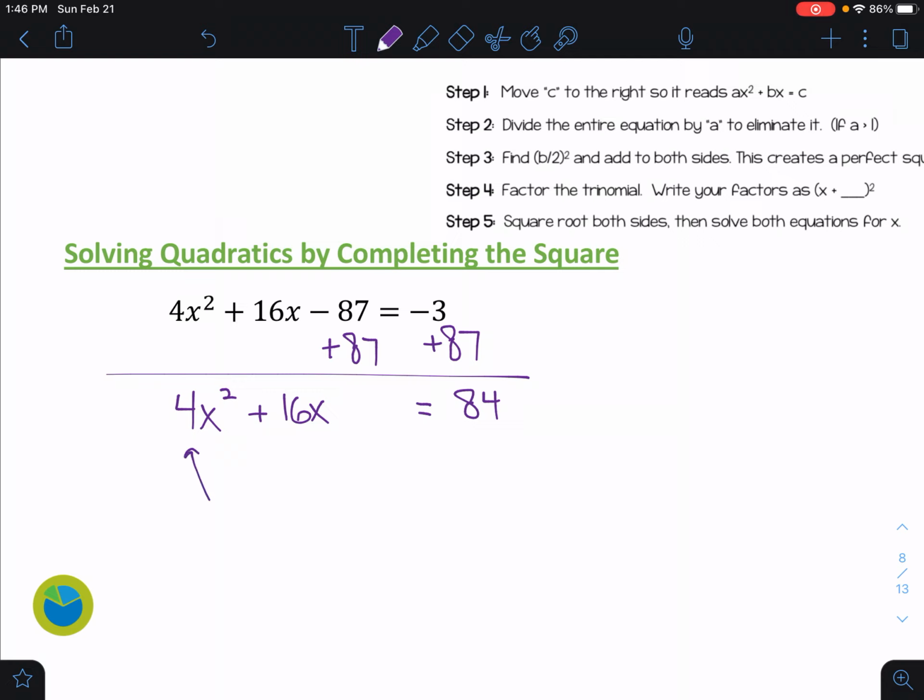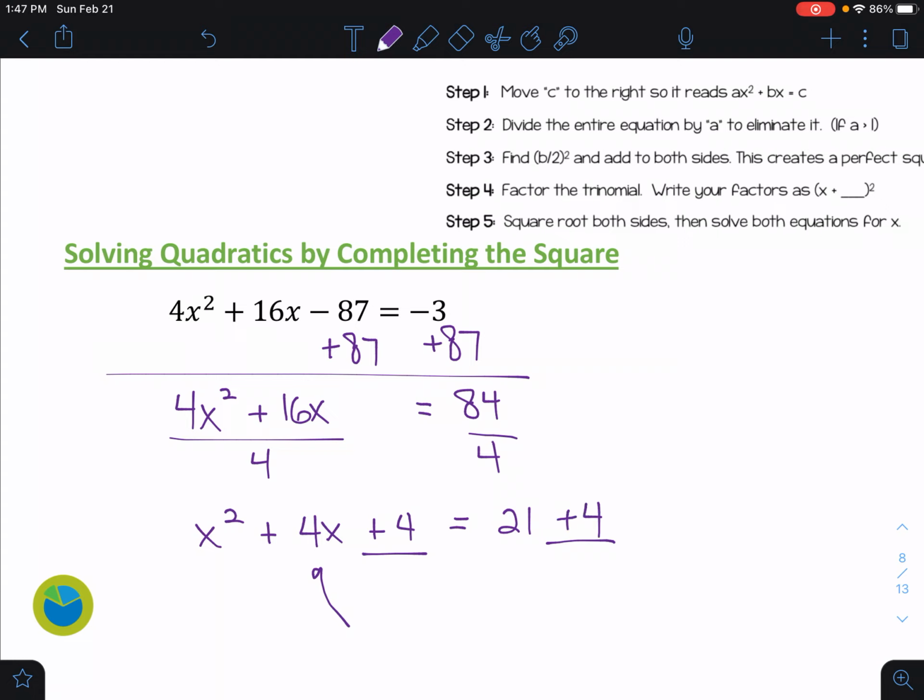Now notice I have a leading coefficient of 4. I've got to get rid of that before I can complete the square, so I have to divide everything by 4 on both sides, every term. So this is going to be x squared plus 16x divided by 4 is 4x equals, and then 84 divided by 4 is 21. Now I'm going to have to complete the square, so I'm going to put a blank on both sides. So I'm going to complete the square by saying half of 4 squared. So 4 divided by 2 is 2. Square that, I get plus 4. Okay, I'm going to add that to both sides.